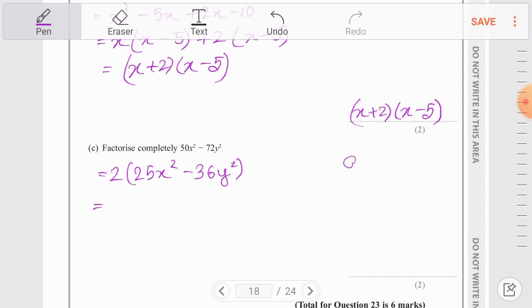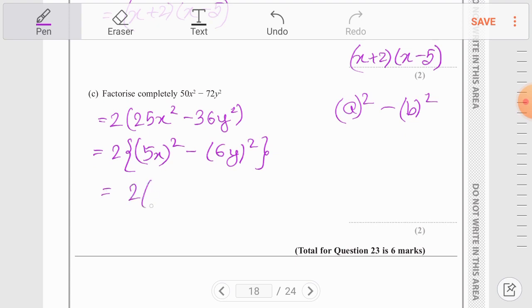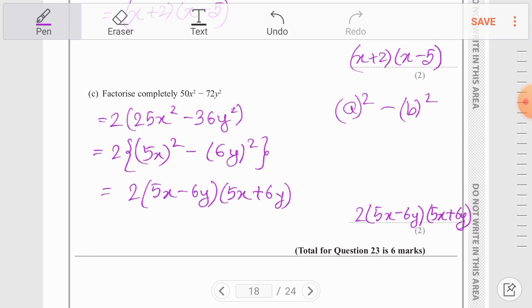So now we are going to use the a square minus b square rule. So I'm going to write 25x square as 5x whole square minus 36y square as 6y whole square, and that would be 2 times 5x minus 6y, 5x plus 6y. And this was the end of the factorization completely. So you need to write the answer again over here. That's 5x minus 6y and 5x plus 6y. Question number C is done. Moving to question number 24.